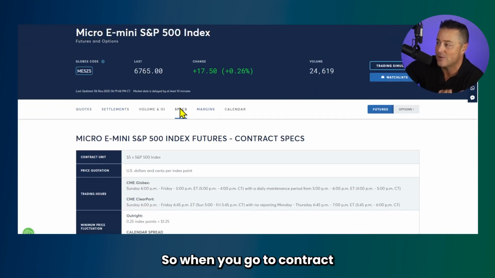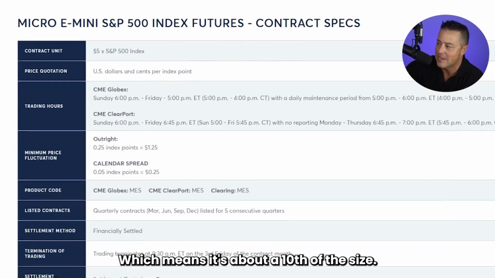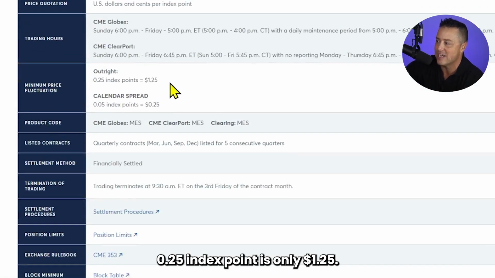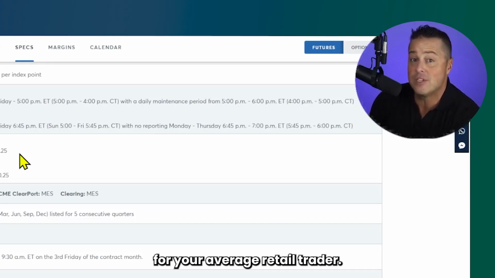So when you go to contract specs, you're going to see it's only $5 times the S&P 500 index, which means it's about a tenth of the size. So right here, you're outright. A quarter index point is only $1.25. That is much more affordable for your average retail trader.